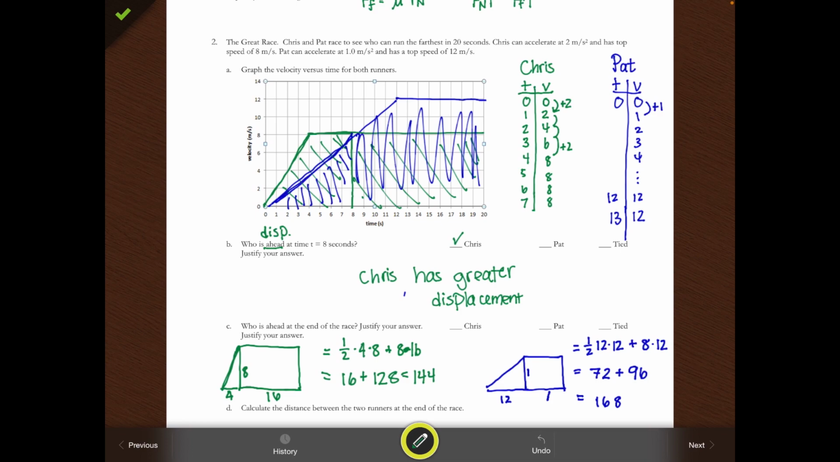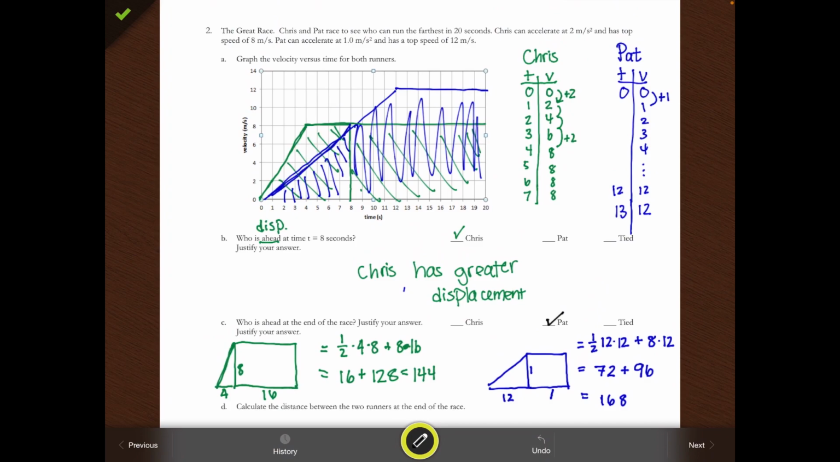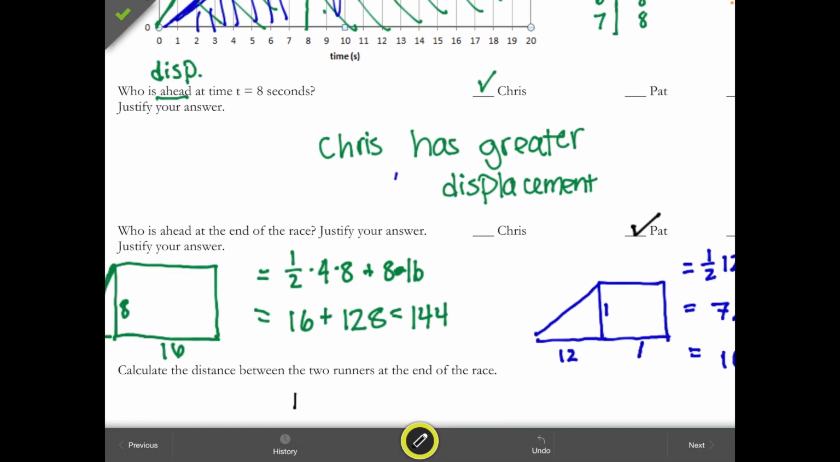Comparing these two, Pat has a bigger displacement by the end of the race because they've traveled 168 meters to Chris's 144. The distance between the two runners by the end of the race then would be 168 minus 144. So by the end of the race, Pat is 24 meters in front of Chris.